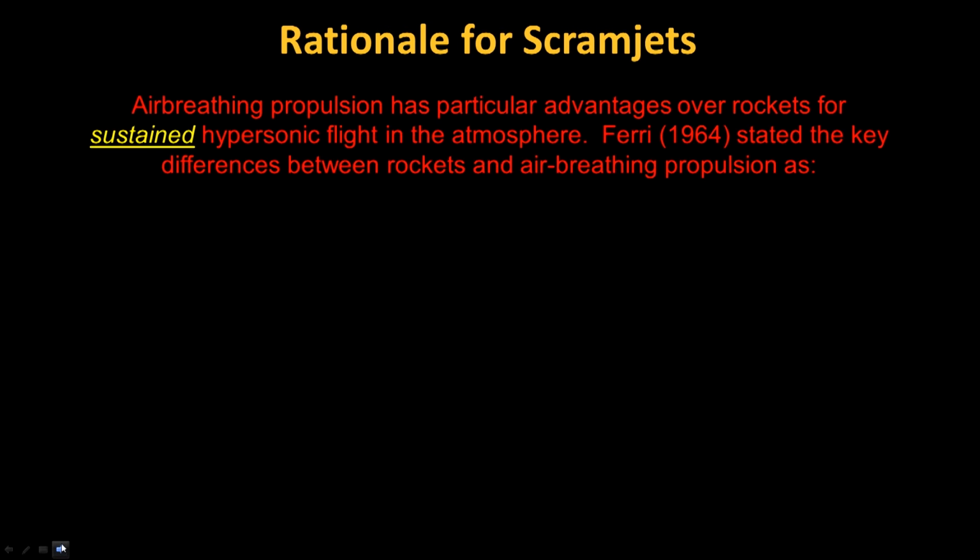So, getting started. What is the rationale for scramjets? Air-breathing propulsion, where air passing through an engine is used as a means of generating thrust, has particular advantages over rockets for sustained hypersonic flight in the atmosphere. In 1964, Antonio Ferri, a well-respected advocate for scramjets, listed the key differences between rockets and air-breathing propulsion as follows.